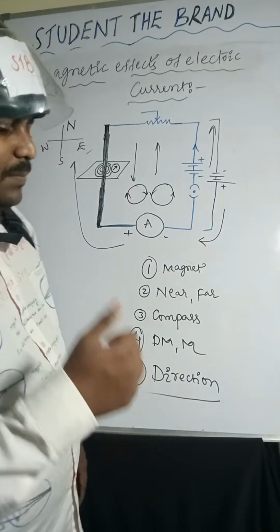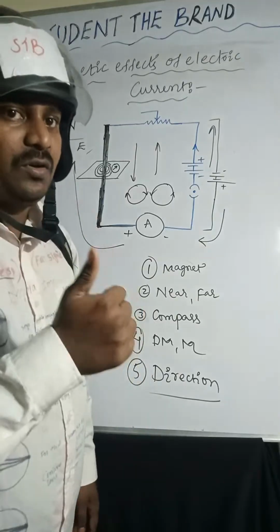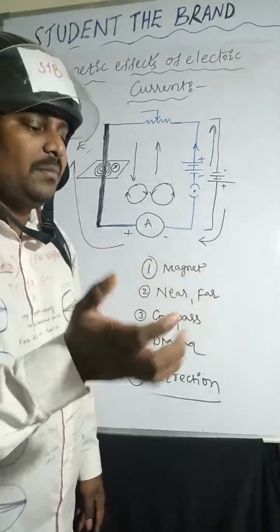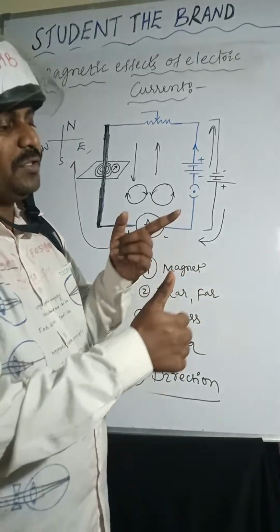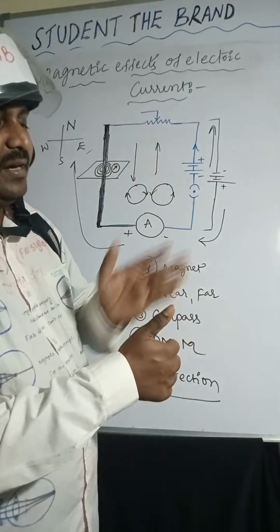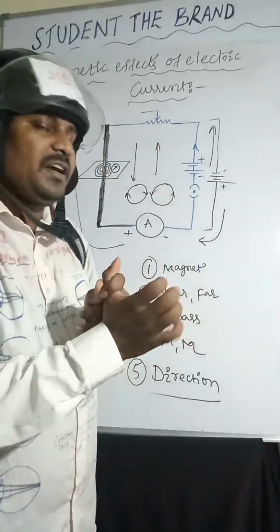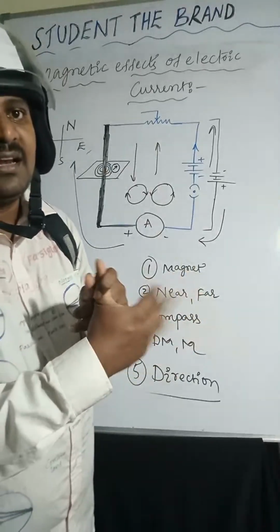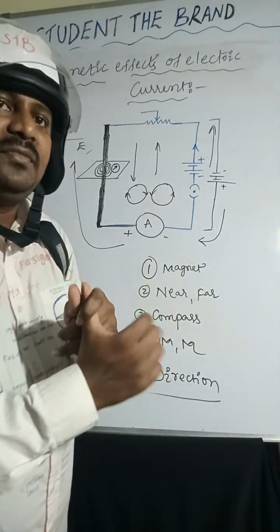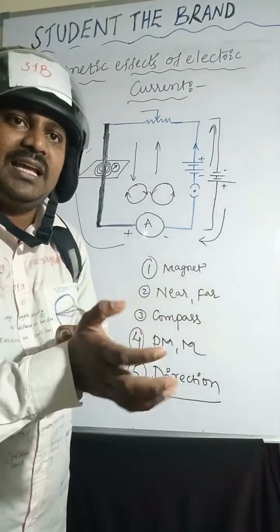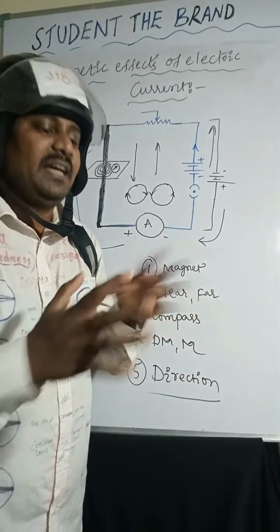Next one: by using the right hand thumb rule, very, very important, we can identify the magnetic field direction. The thumb shows the current direction, and the curly fingers show the magnetic field direction.